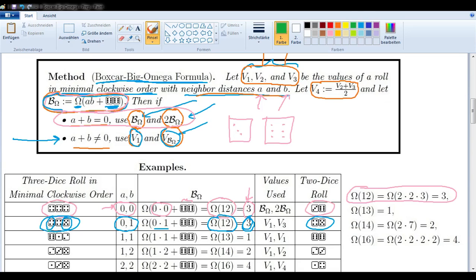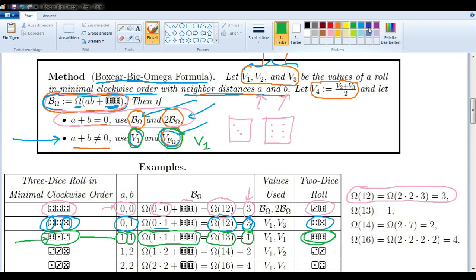Now let's do the next example. Let's say 6, 1, 2. The neighbor distances would be 1 and 1, right? So we put that into our formula. We're looking, in other words, for big omega of 13. Since 13 is a prime number, that's an easy one, so that gives us 1. In other words, the index we need is 1. So we should use V1 and V1. So in other words, a double. We use the first value twice, this 6, and that's what we get, double 6.